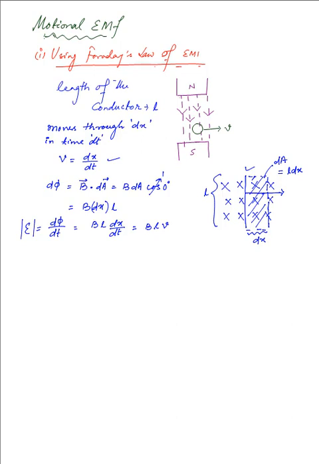The direction obviously will be determined not as compared to that, but as per Lenz's law. So as per Lenz's law, the direction will be in a way to oppose the cause that is producing it. So any guesses for that? You can predict the direction by using Lenz's law.